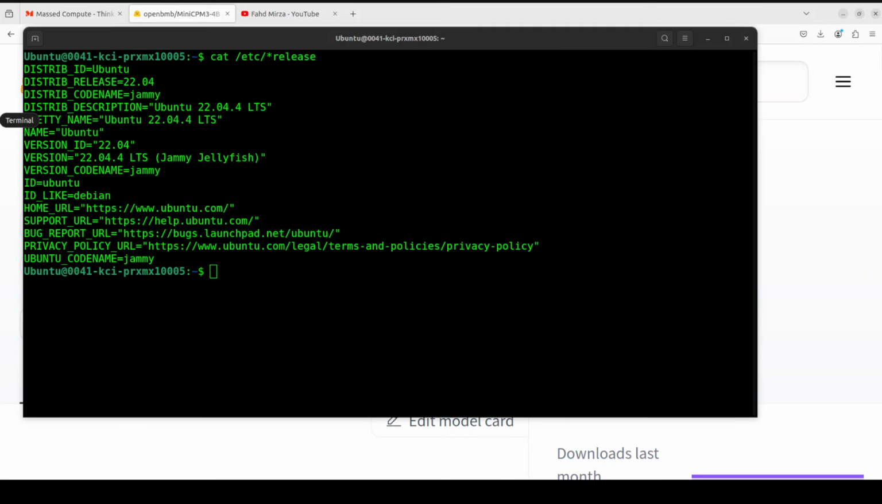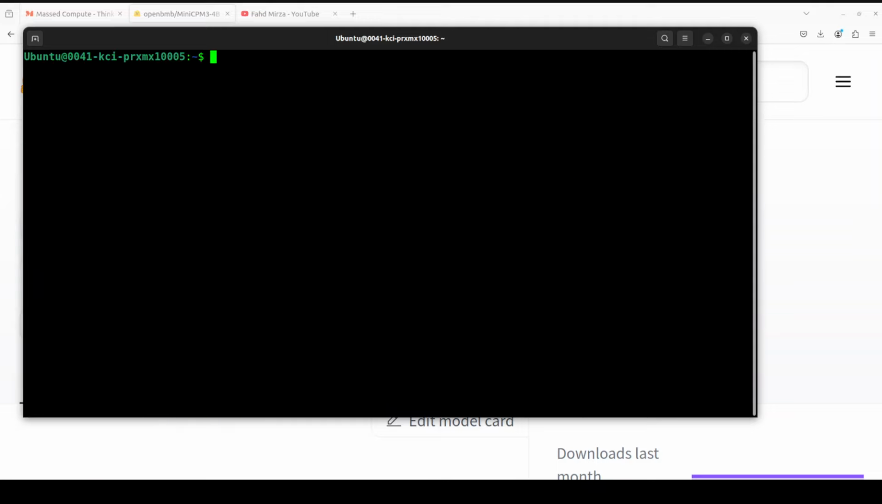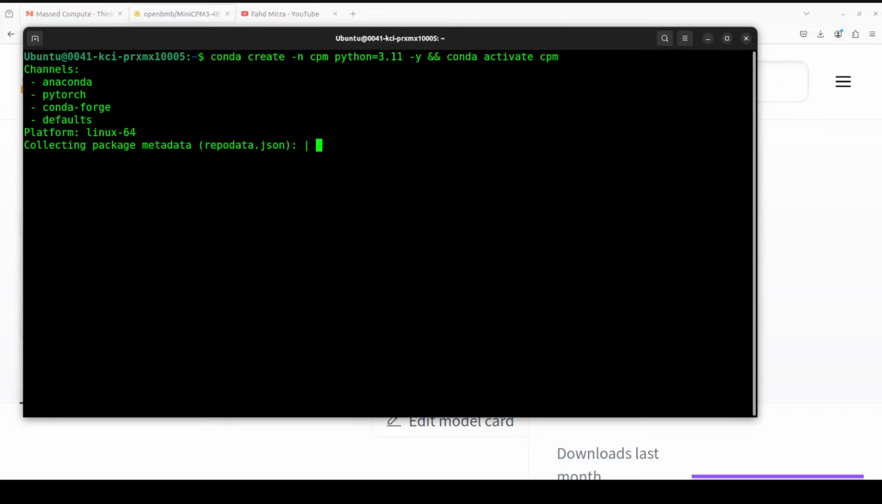Let's now try to get this thing installed on our local system. This is where I'm running my Ubuntu 22.04 and I have one GPU card of 48 GB VRAM, an NVIDIA RTX A6000, courtesy of Mast Compute. Okay, so that is done. Let me clear the screen and then create a virtual environment with Conda. I'm just calling it CPM. Let's wait for it to get installed. It shouldn't take too long.